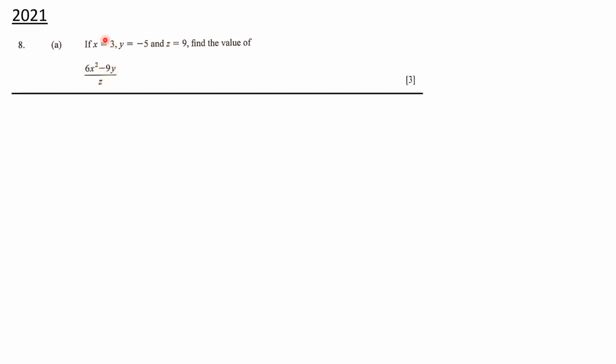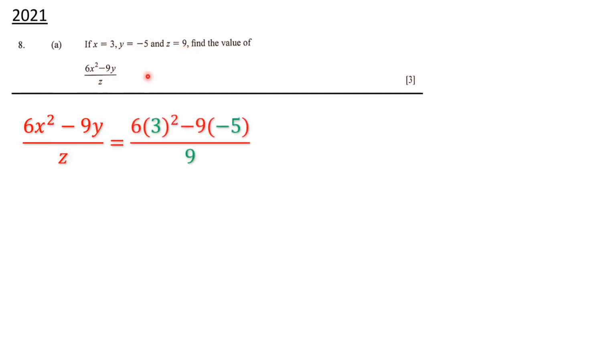What we have to do is look at our algebraic expression, and wherever we see x, we're going to put 3. Wherever we see y, we're going to put -5. And wherever we see z, we're going to put 9. All right? So let's substitute. So remember, x is 3, right? y is -5, so we put that there.